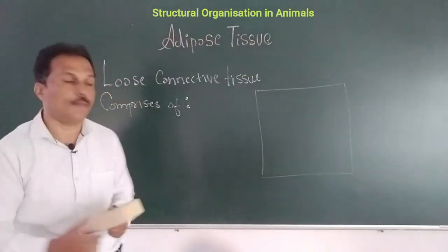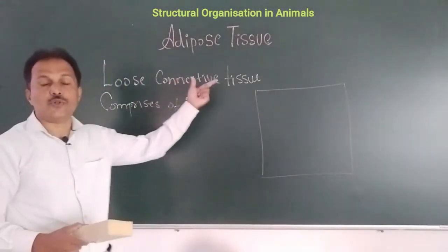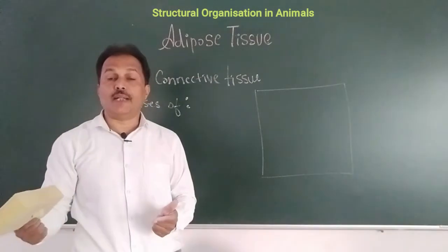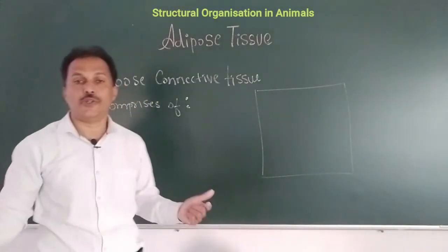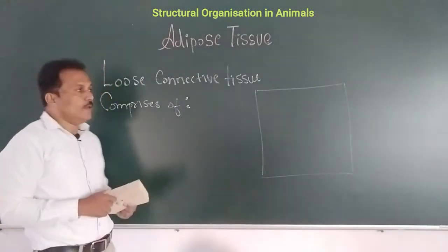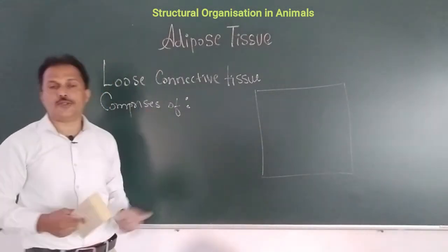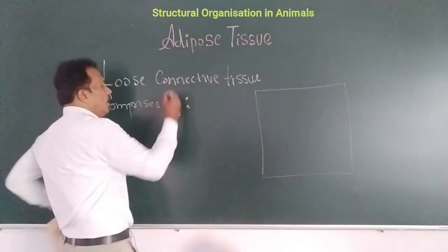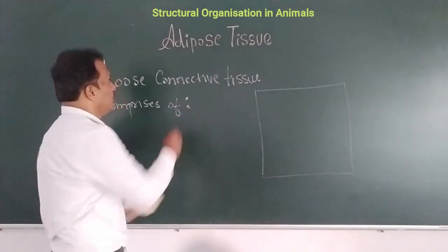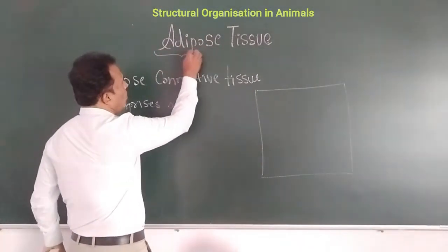That is a very good example of loose connective tissue which acts as a packaging material inside the body, between the organs, between the tissues, et cetera. So when you talk about adipose tissue, what is this adipose? It refers to fat.